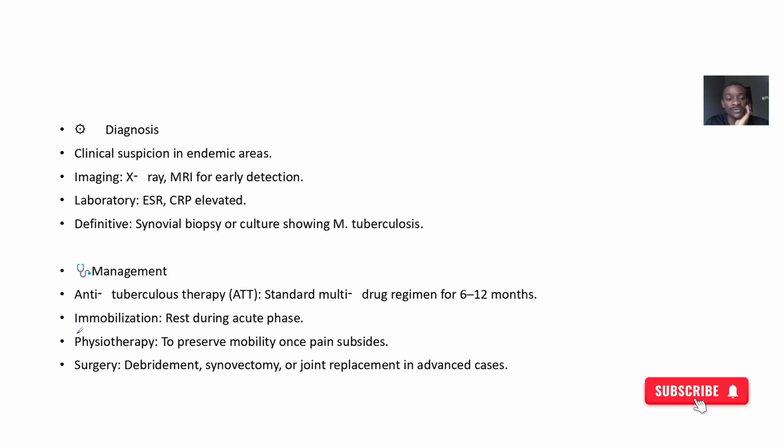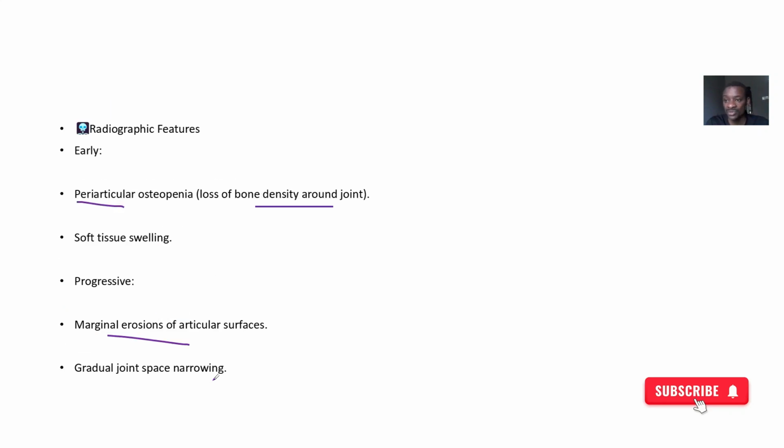So you diagnose it from imaging, X-rays, MRI. You do blood tests for what? Erythrocyte sedimentation rate, C-reactive protein. Of course, it's actually a complication of tuberculosis, so you use what? Anti-tubercular therapies. Immobilization, the person has to rest and not stress that part of the body like before again. Physiotherapy, okay, debridement, synovectomy, or some joint replacement surgeries.